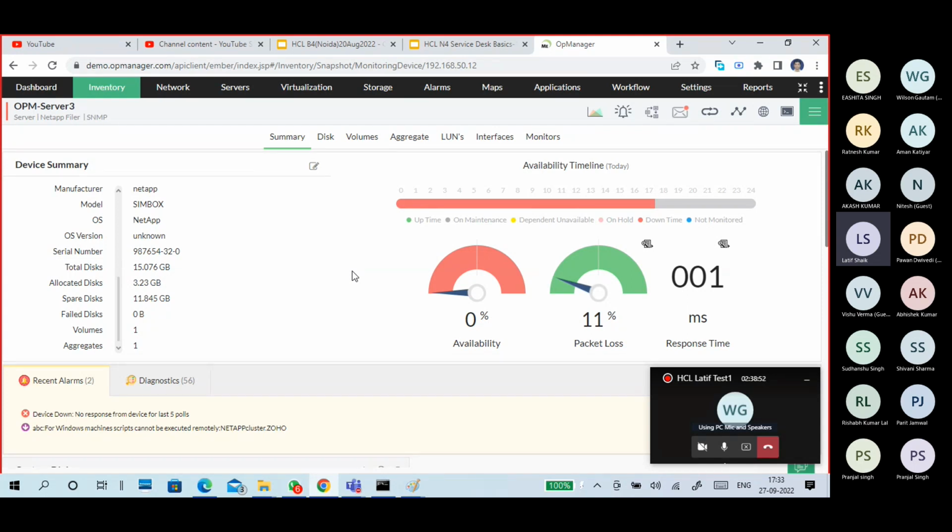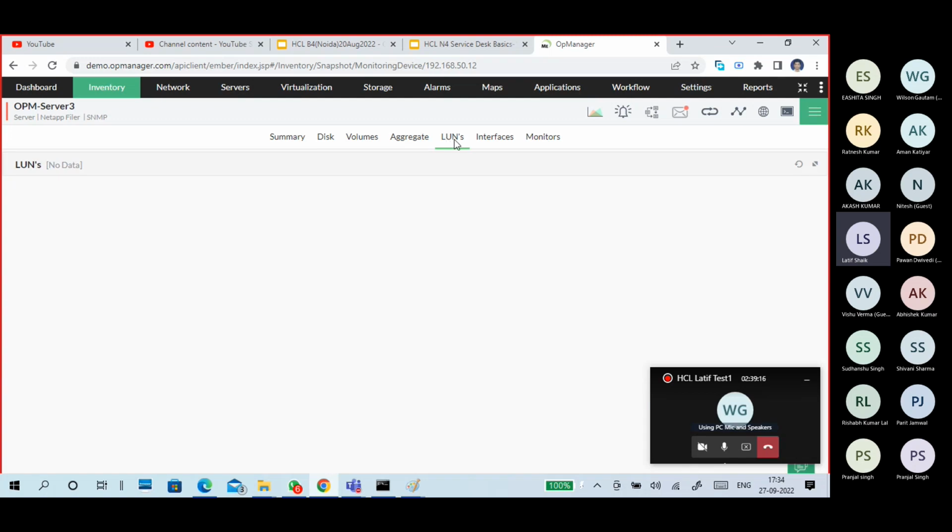We are unable to learn anything practically now, but at least see what things are there. Try to look at the words and sentences you keep getting, so it may be very helpful when you are working. For example, you can see here LUNs, logical unit numbers. No LUNs are created here.